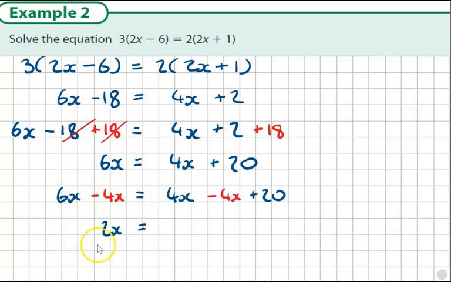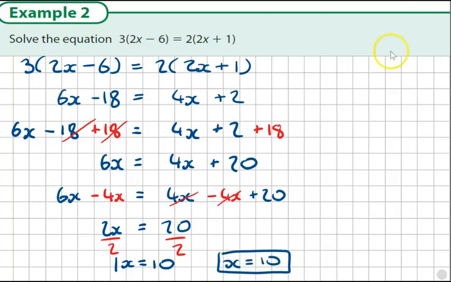So 6x minus 4x is 2x. And then on the right-hand side, the 4x minus 4x will just cancel, and we bring down the 20. So we have 2x is equal to 20, and then the rest is the exact same. So again, we divide both sides by the number stuck onto the x. So we divide both sides by 2. So 2 divided by 2 is 1. So we get 1x is equal to 20 divided by 2, which is 10. And 1x equals 10 is the same thing as x is equal to 10. So again, we get the solution, x is equal to 10.